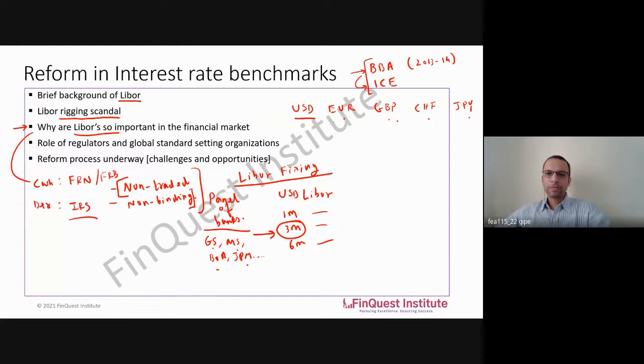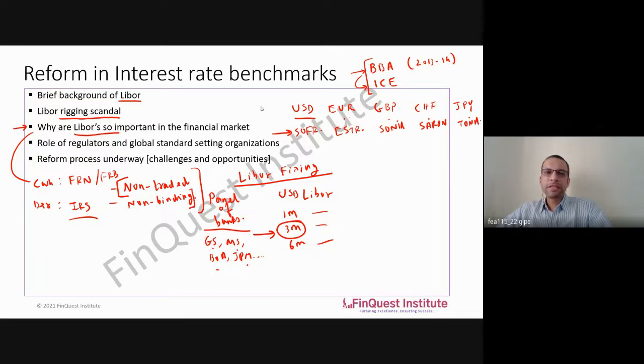So now the new set of benchmarks are these overnight benchmarks, or overnight rates as we call them. So USD has decided to transition to SOFR. Euro has decided to transition to Ester. GBP has decided to transition to Sonia. CHF has decided to transition to Saron, if I recollect correctly. JPY is Tona. Now, these are the new set of benchmarks currency-wise, whereby the transition is going to happen.